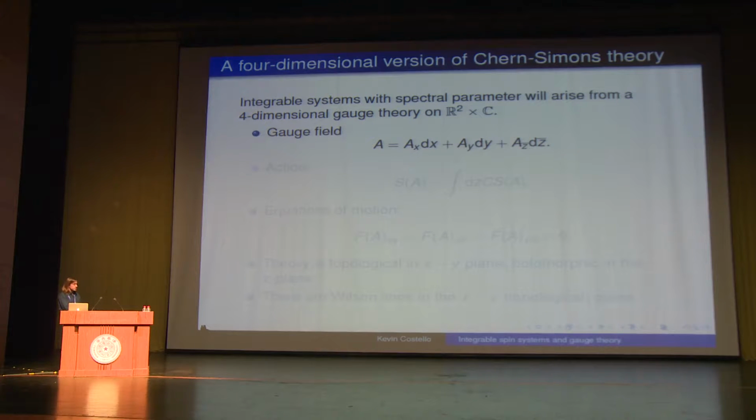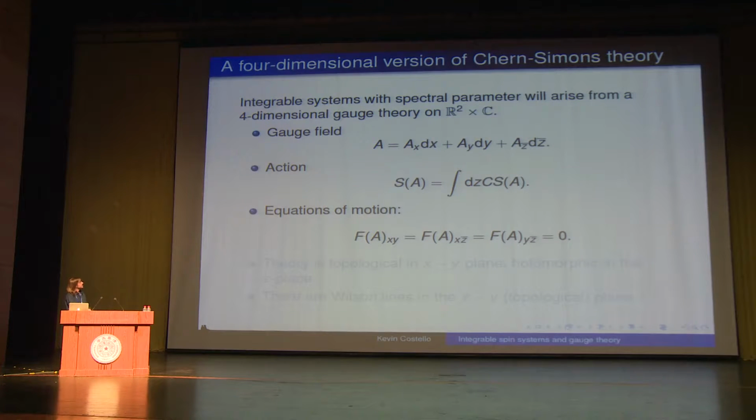So let me describe the four-dimensional theory. It's very simple. It's not Lorentz invariant, so we'll write the spacetime in which it lives as R^2 times C. The gauge field, instead of being a standard gauge field, only has three components. There is no z-bar component of the gauge field. For the action, we just take the usual Chern-Simons action, but now we multiply it by dz so that we can integrate it over a four-dimensional spacetime. The gauge symmetries are the usual gauge symmetries.